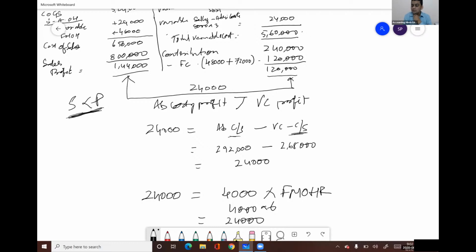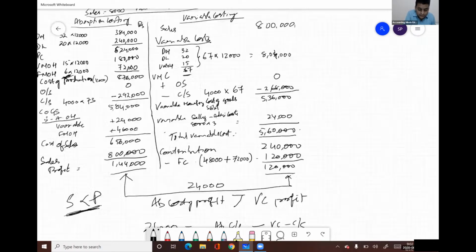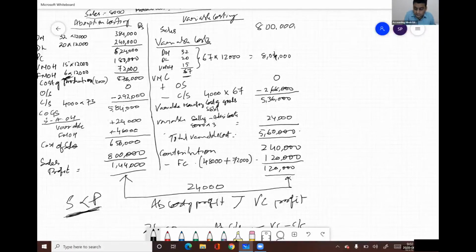Urmila, yes? Difference in valuation of stocks. What is the difference in valuation of stock? Here it was 2,92,000. Here it was 2,60,000. See the difference. The difference is 24,000. That difference is the difference in the profits. Are you getting it? Sanjana, getting that? Yes, sir. Right.